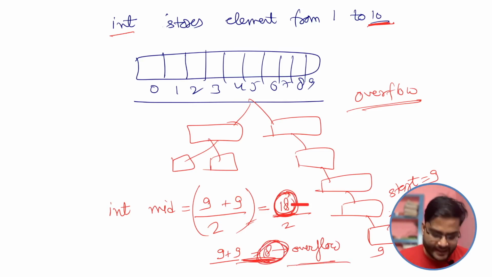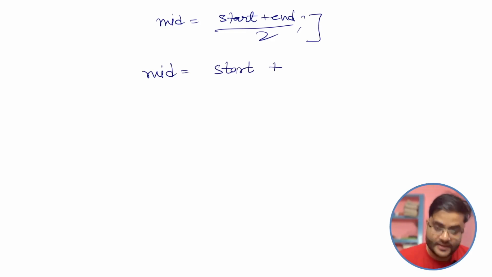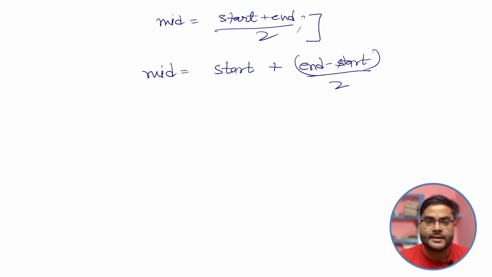So what's the better way to calculate mid? Till now what we are doing? We are calculating mid as mid equals start plus end by 2, right? Instead of this, what we can do? We can do something like mid equals start plus (end minus start) by 2, right?